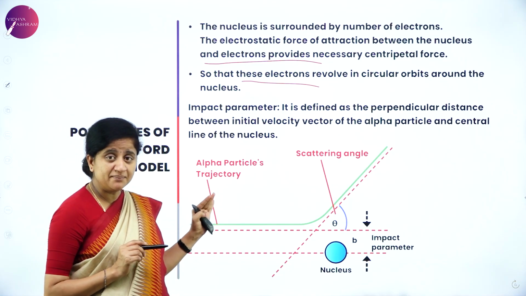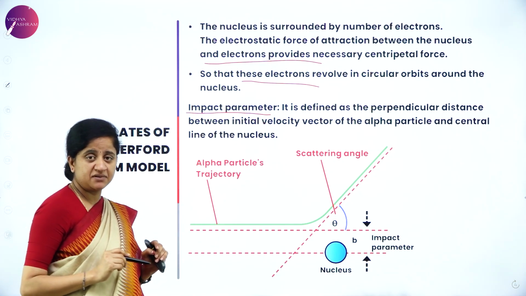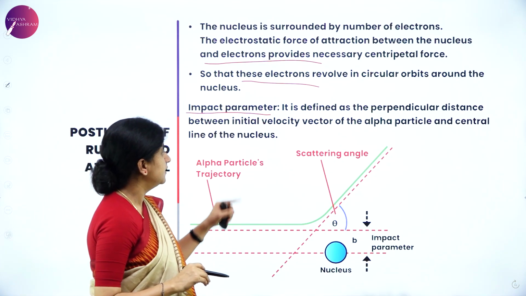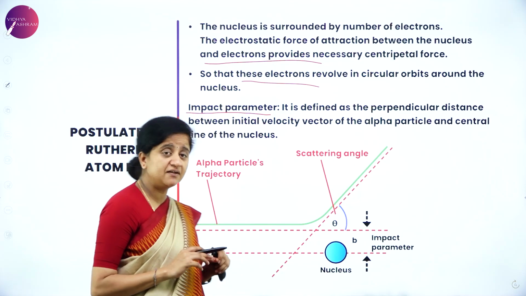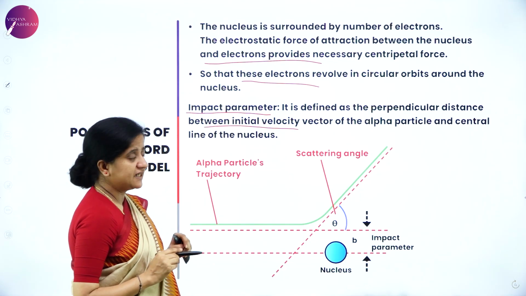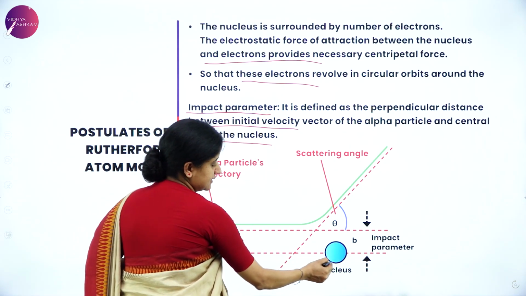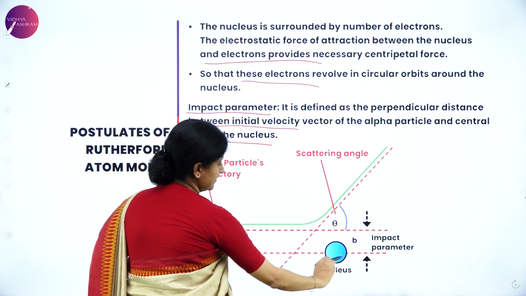So the next important parameter we have to understand is the impact parameter. What is the impact parameter? It is defined as the perpendicular distance between the initial velocity of the alpha particle and the central line of the nucleus. See, this is a nucleus and this is the central line.